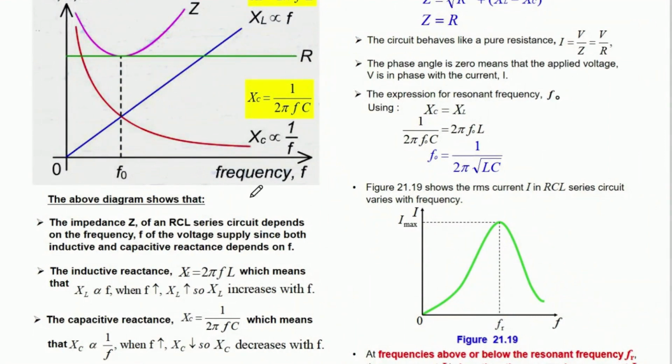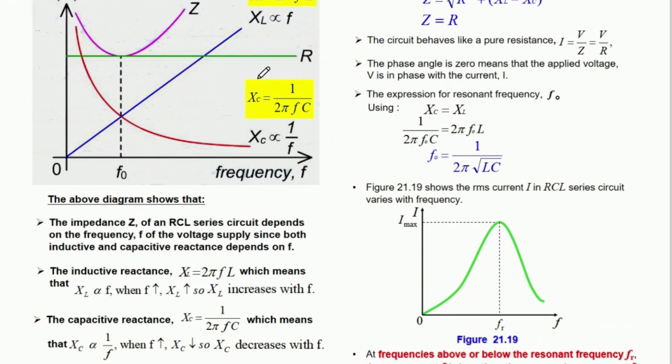Now let's look at the capacitive reactance. XC equals 1 over 2 pi fC, which means that XC is inversely proportional to f. So when f is increasing, XC is decreasing. So XC decreases with frequency. From this equation, we can see that XC is inversely proportional to f. So this will be the equation of the red one. The red line represents the relationship of XC with f. So XC is inversely proportional to f, right?